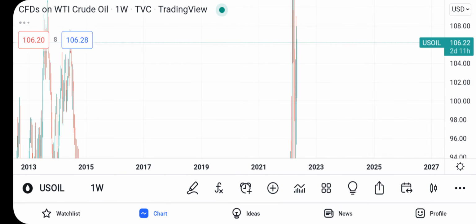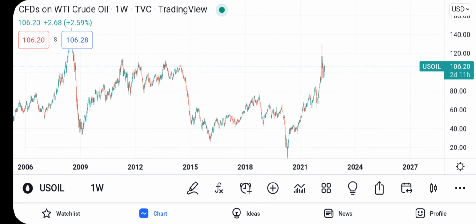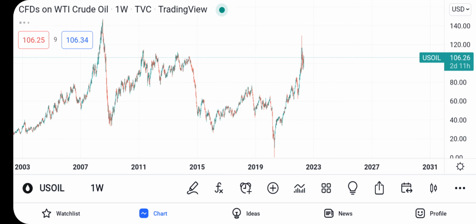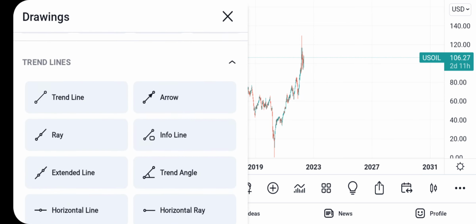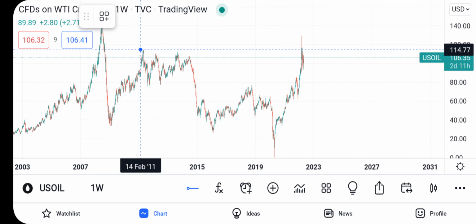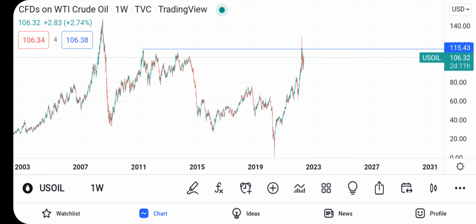I'll go to the daily first and check exactly what's happening. To the weekly and check what's happening. If you can see, this one was our previous high, the market was resisting to pass this. So for me, this is a sort of double top there, because the market touches here and once again it comes to that point again.